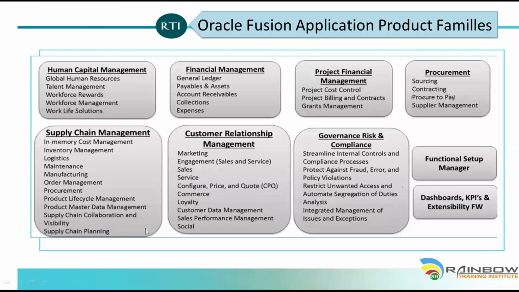Coming to the SCM, supply chain management, where we have manufacturing, order management, order workstation, global order promising. All of these come under your SCM, as separate licenses in the Fusion application. And we have the CRM and the GRC, and commonly we have the Functional Setup Manager, which we call the FSM, and dashboards and everything. So these are the product families we have in the Fusion application.